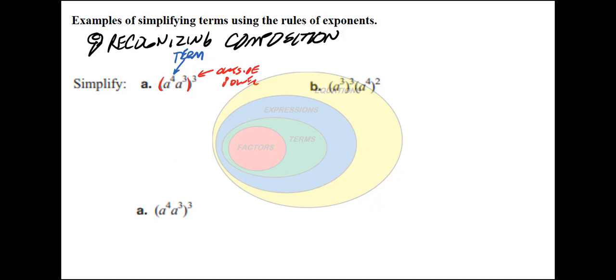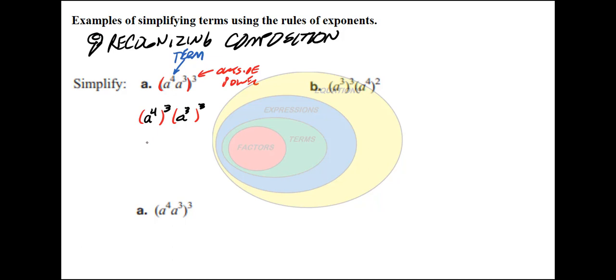So we have a factor of a to the fourth, and we're going to apply the outside power of 3 to that. Then we have a factor of a cubed, so we're going to apply the outside power to that. Now when we look at what we have, it's just factors to a power. So here's where we're just going to multiply exponents and keep track of each of those factors.